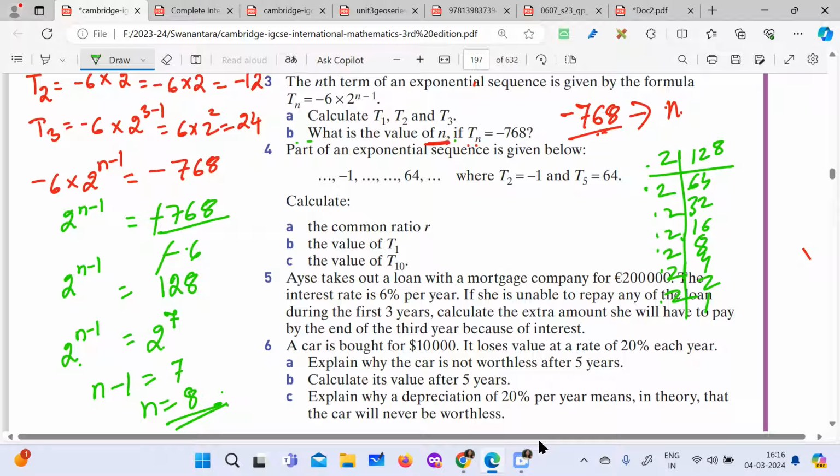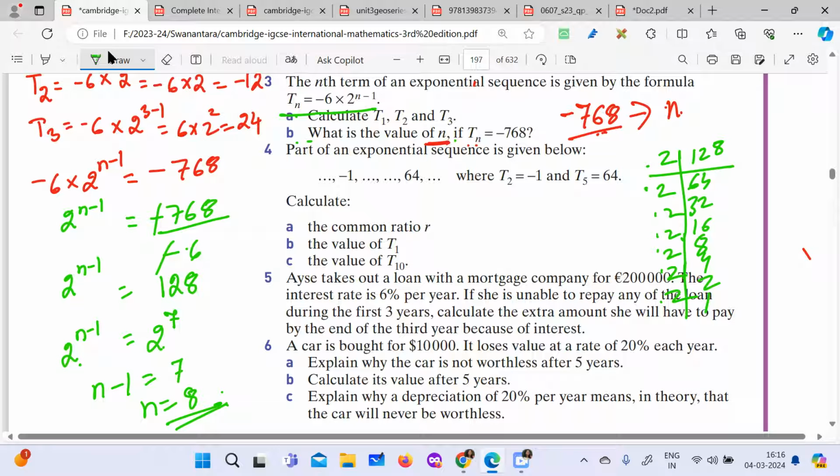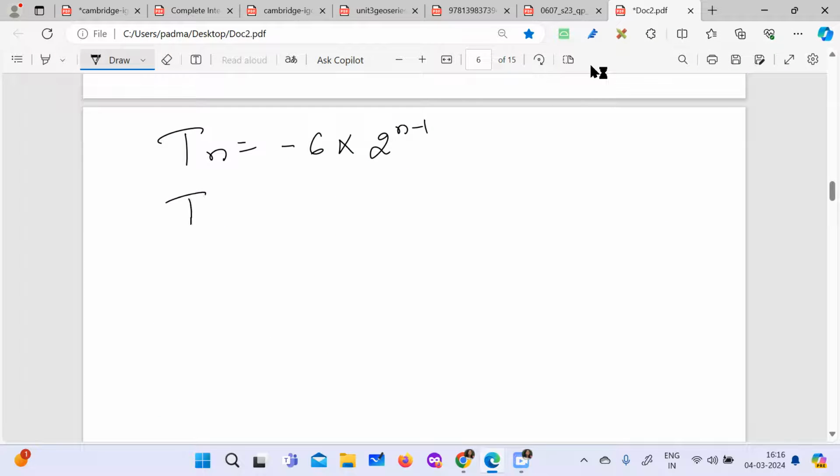I didn't understand that properly. Can you explain again? Yeah, sure. Okay, I'll do it here on the blank page. So you have to understand that our nth term rule here is Tn is equal to minus 6 times 2 to the power of n minus 1. Let me cross check. Minus 6 into 2 to the power of n minus 1. Okay, and our Tn is minus 768.